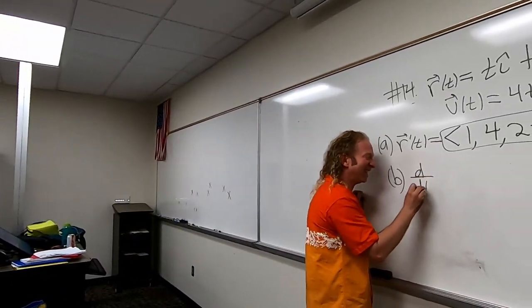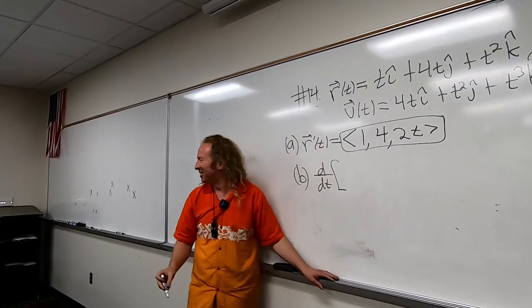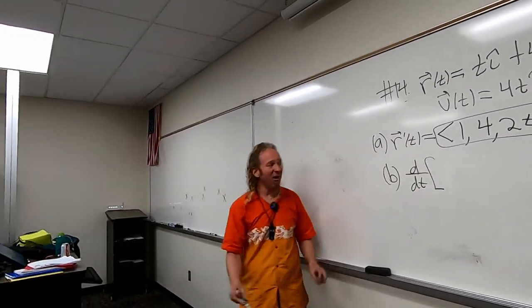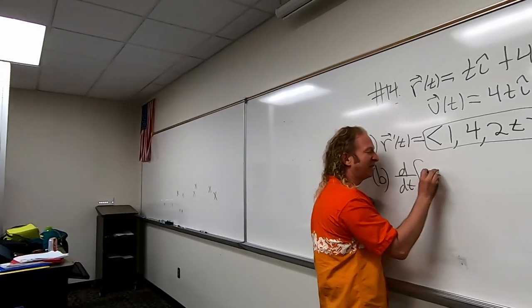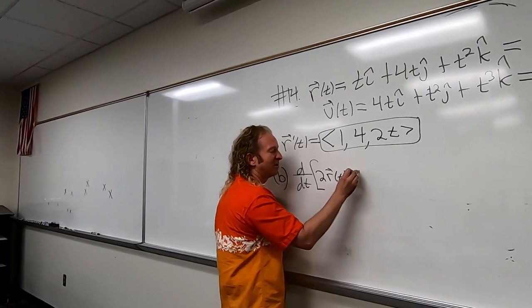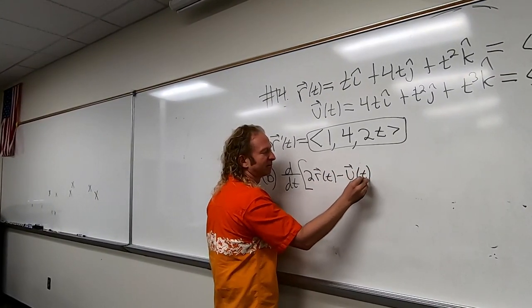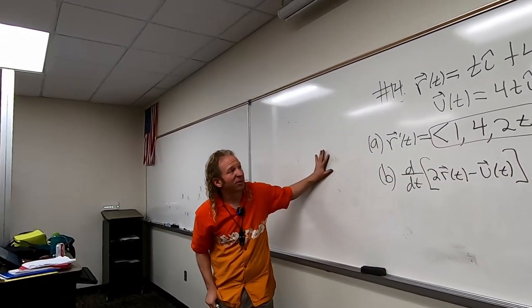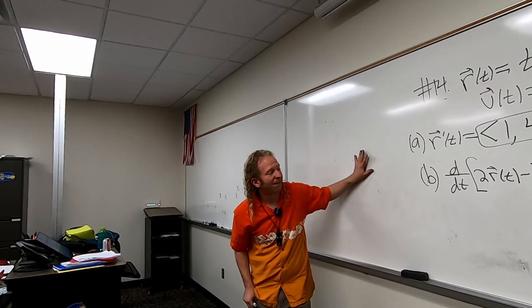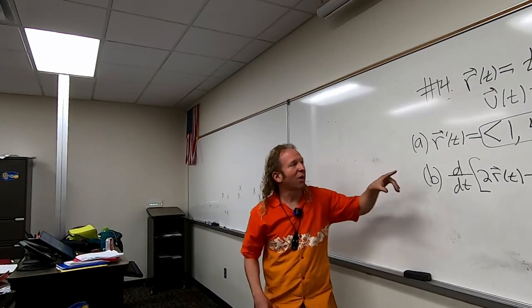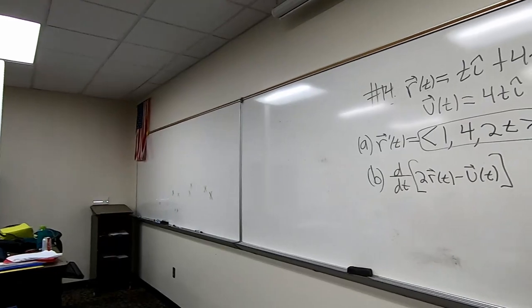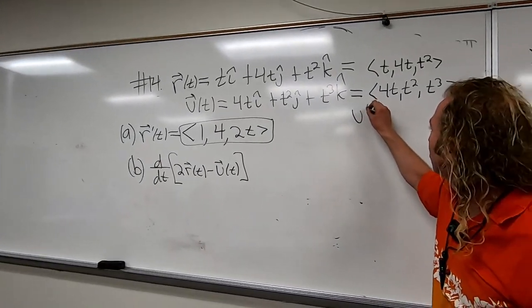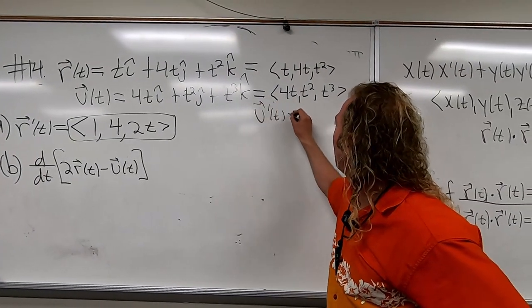d/dt of 2r(t) minus u(t). Oh, this is not bad. Do you have to take the derivative of u? I guess we do. Well, I just took it. You want to take it just for convenience, like do it over here, so we can use it? Yeah, let's do it really quick.